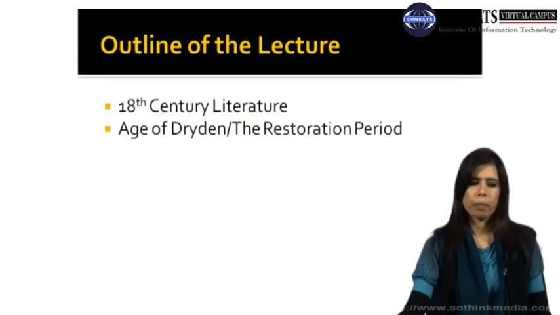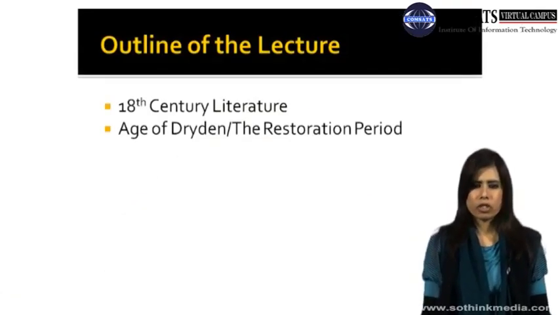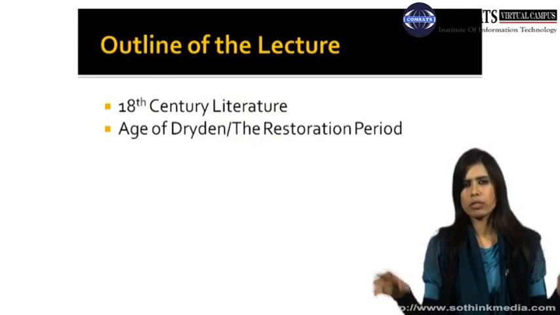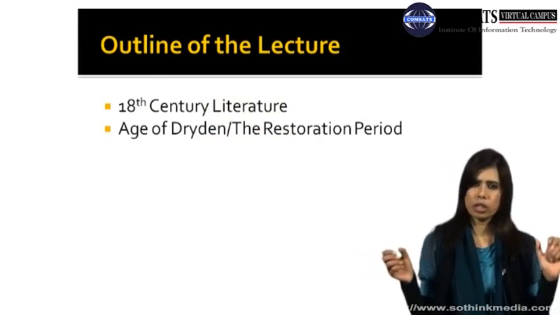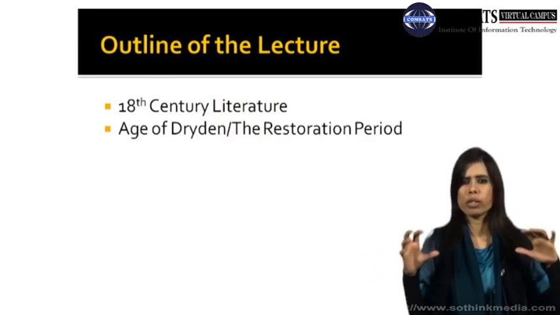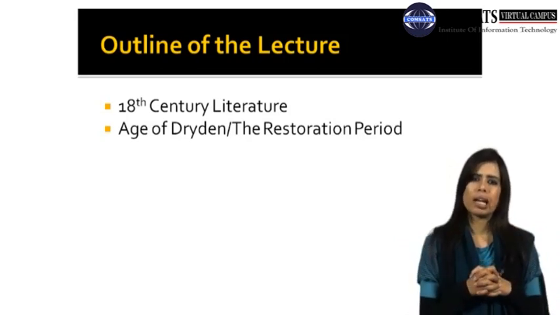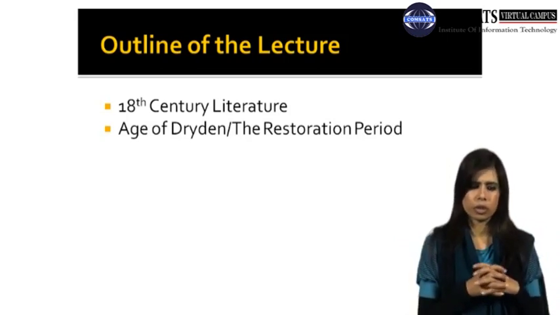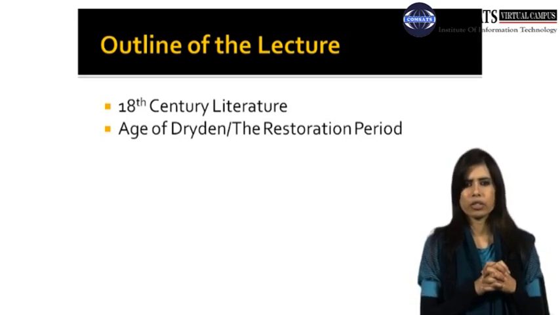My dear students, this is your class of History of English Literature. I hope you are enjoying learning the history of English literature with me. This is your lecture number 9. This is the outline of the lecture. Today I'll give you a briefing of 18th century literature and the different points which are very important in 18th century English literature, and then the age of Dryden or the Restoration period.